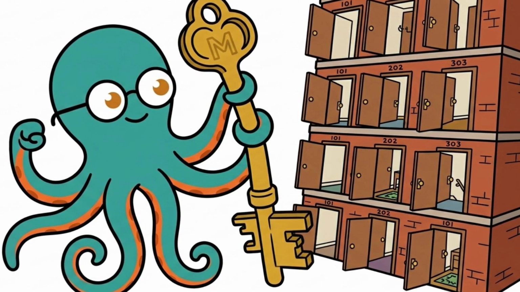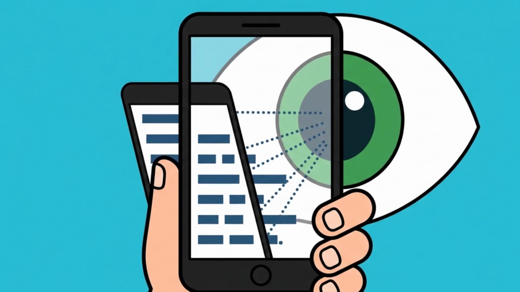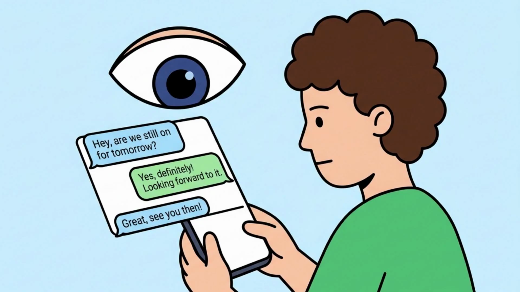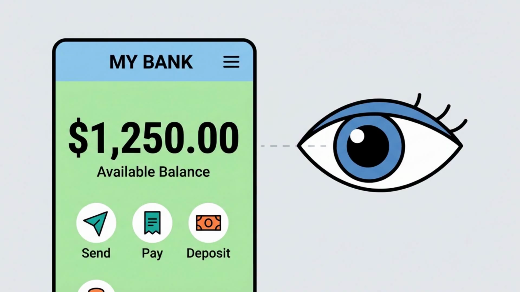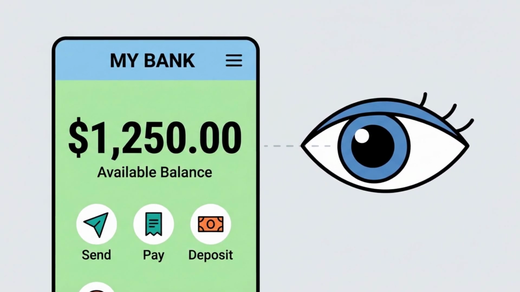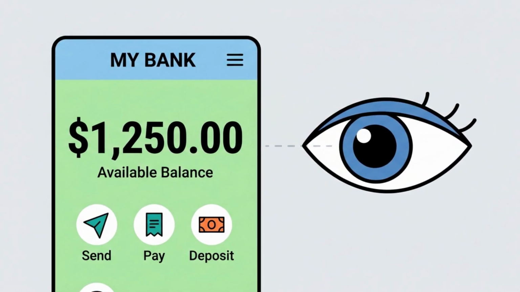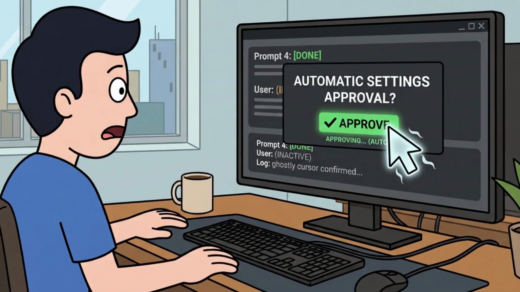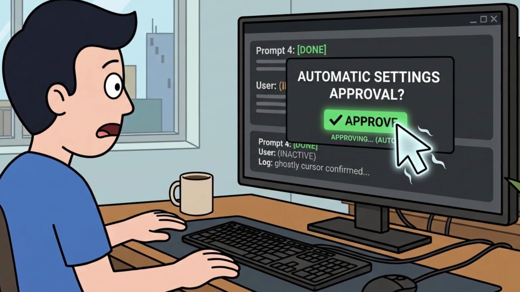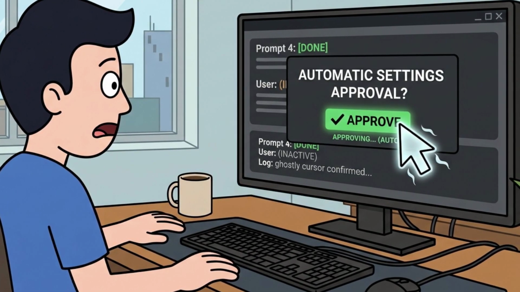An app with accessibility access can see every word displayed on your screen, your messages as you read them, your banking app as you check the balance, the password manager as it fills a field, the one time code the second it arrives. And it can act, press buttons, approve prompts, move money, all without your hands.